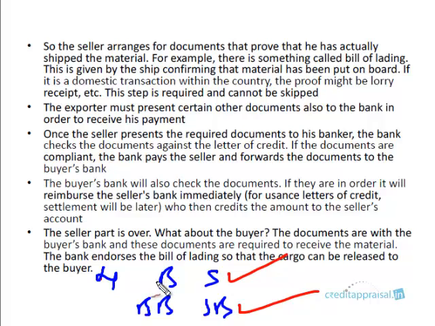So what SBI will do is call the buyer. That is, it will call us and say that these are the documents, you can go and collect the cargo, because these documents are to be submitted in order for the cargo to be released. See, these documents are not handed over to the customer directly. Deutsche Bank has sent the documents to SBI, so SBI is in possession of the documents.